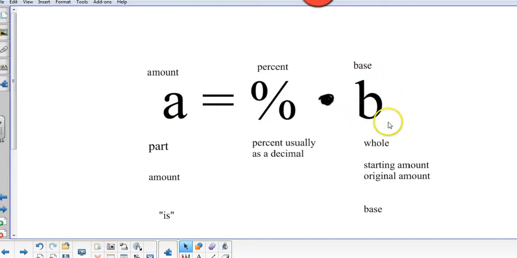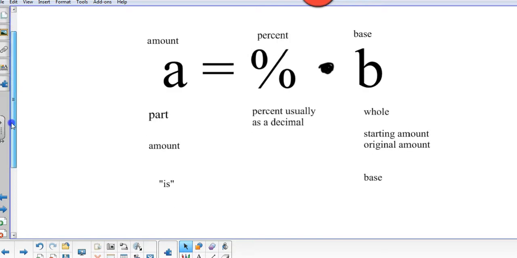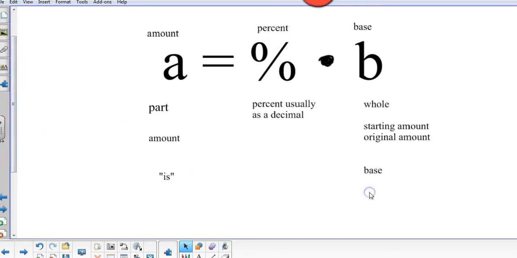And the base is the whole part, or the starting amount, or the original amount, okay? And it's usually associated with the word "of," all right? In the percent of whatever, the word "of" is an indicator that we're talking about the base. So that's the percent equation.